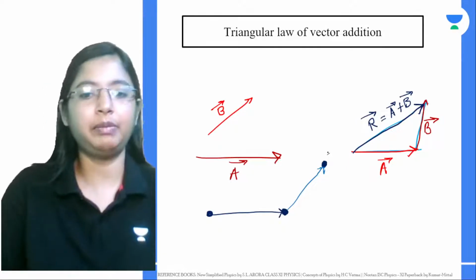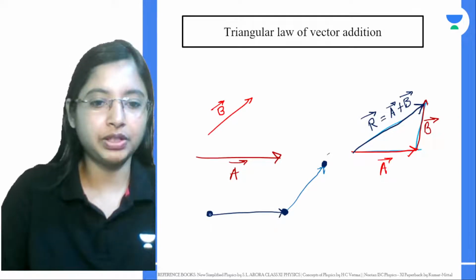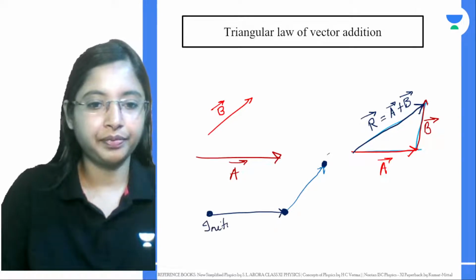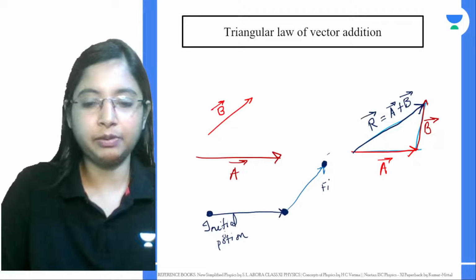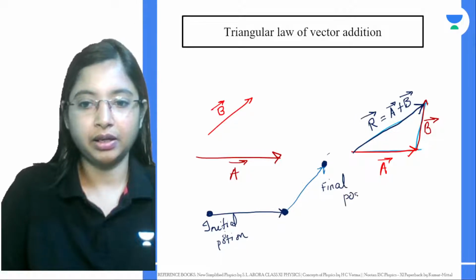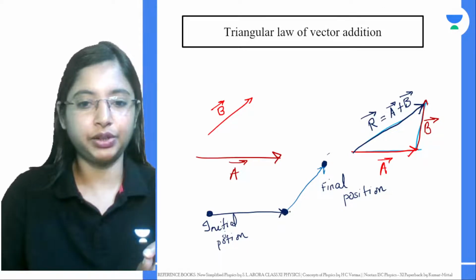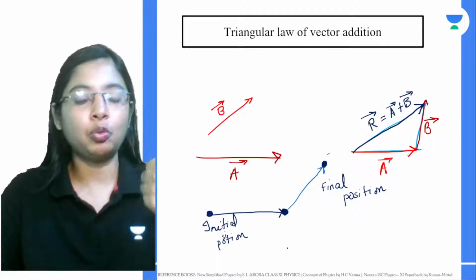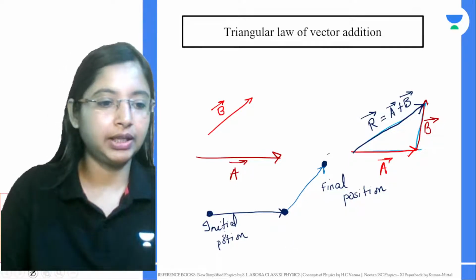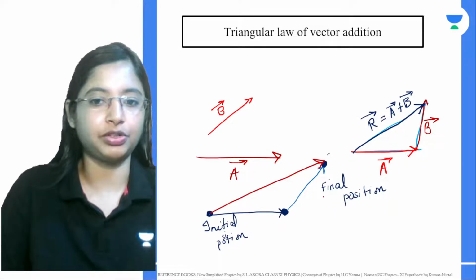Alright, the final marble will be somewhere over here. This was its initial position. Now this is the final position. The force that you apply to displace it from here to here, then from here to here, you can give as one single vector. Initially it was in this position, now finally it is in this position.